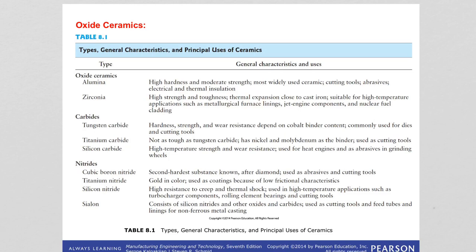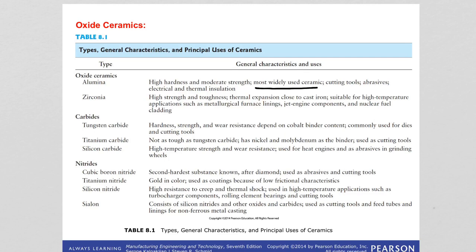All right, so if we look at oxide ceramics, two major types: alumina and zirconia. Alumina has a high hardness and is the most widely used ceramic. It is used in abrasives, cutting tools, and as thermal and electrical insulation. Zirconia has high strength and toughness, suitable for high temperature applications such as furnace linings, jet engine components, nuclear fuel cladding, etc.